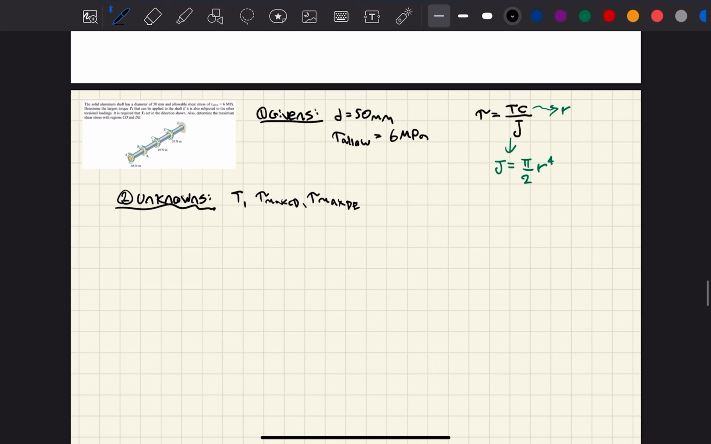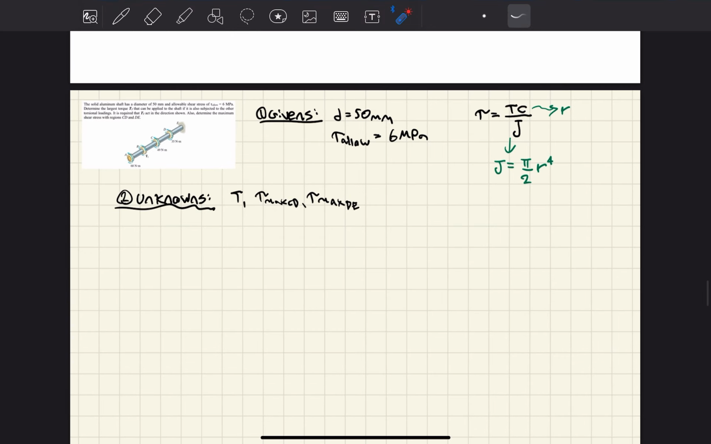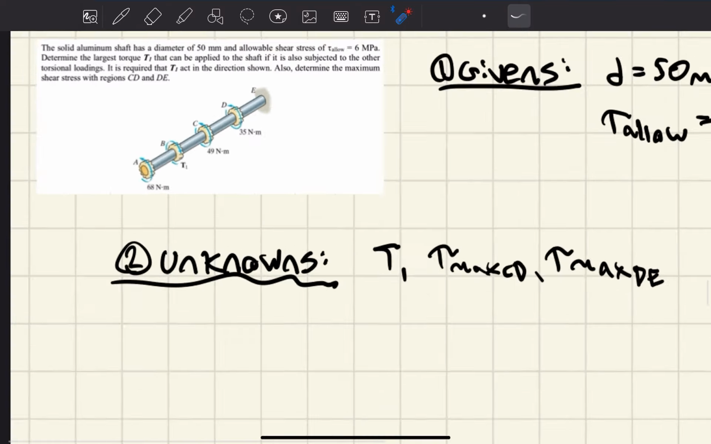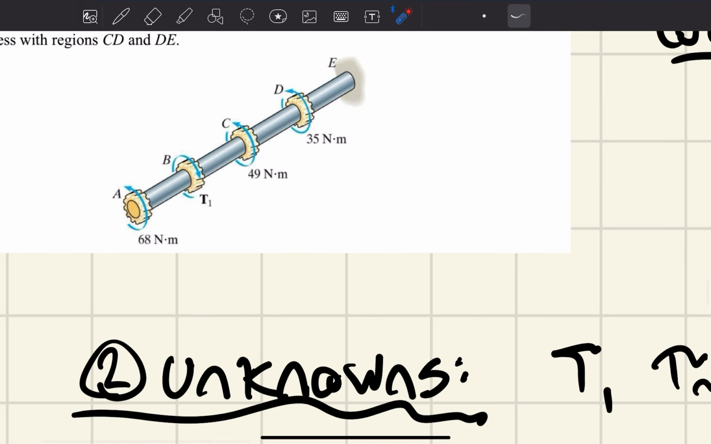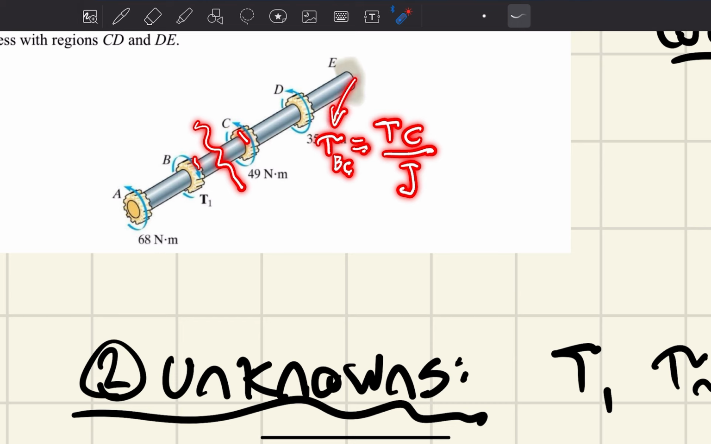We'll start with finding this unknown torque, and how we're going to do it is we're going to split the beam right here, and look at the shear stress of this part of the shaft between B and C, right? For this value right here, the shear stress, we know it. It's just the allowable shear stress, which is given in the question as 6 megapascals. It's the shear stress that this beam will encounter.